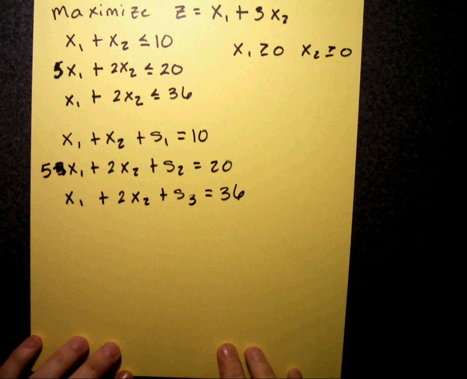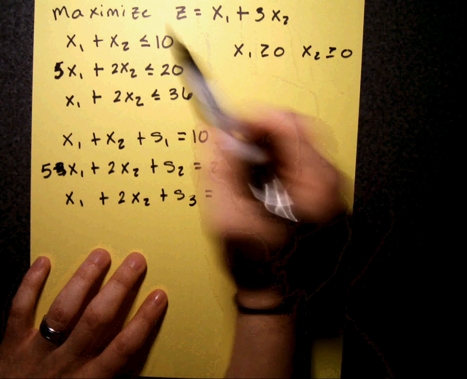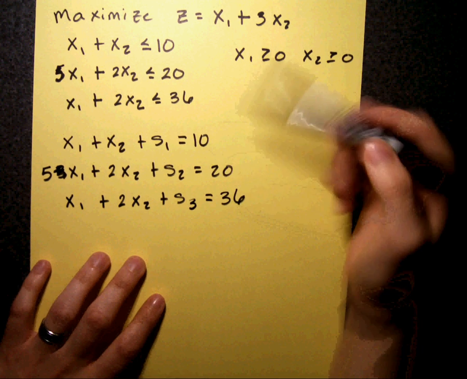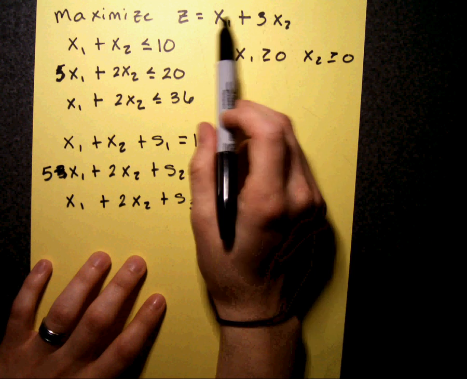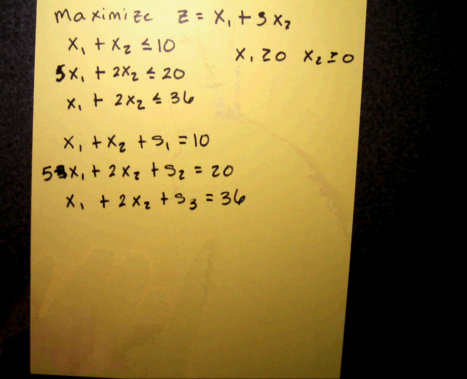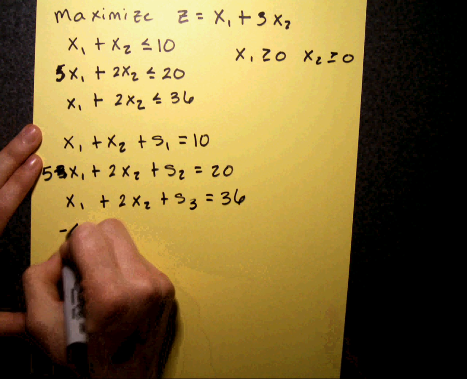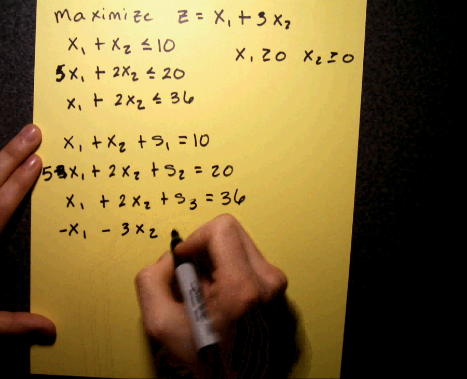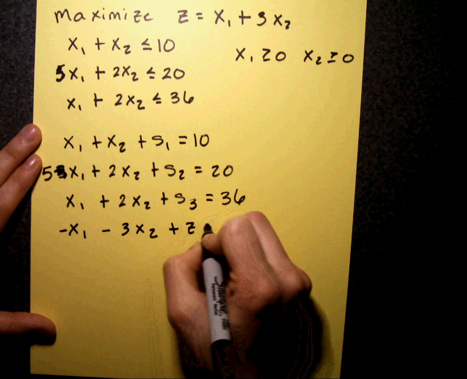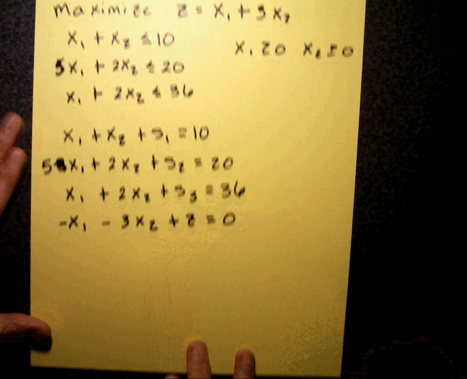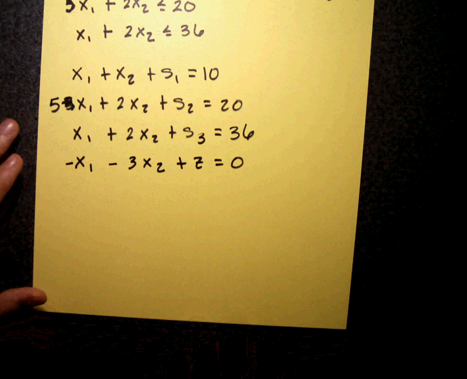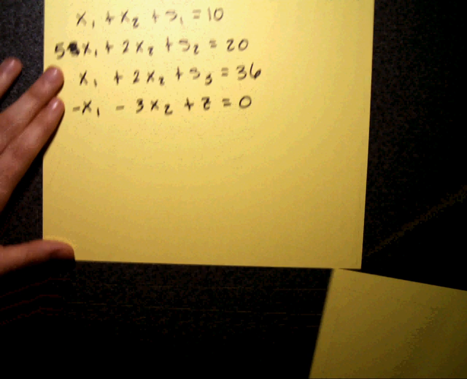So here are our equations, and remember that we're wanting to maximize z, but we need all of our constants on the right-hand side. So I'm going to move all of my variables to the left with z. So I'll end up with negative x sub 1 minus 3x sub 2 plus z equals 0. And now I have all of my equations, and we can start our table.